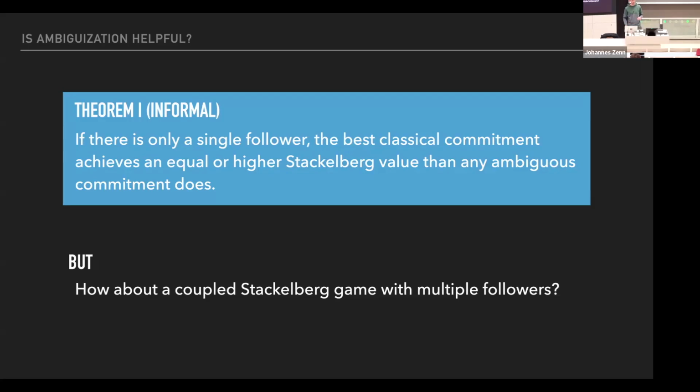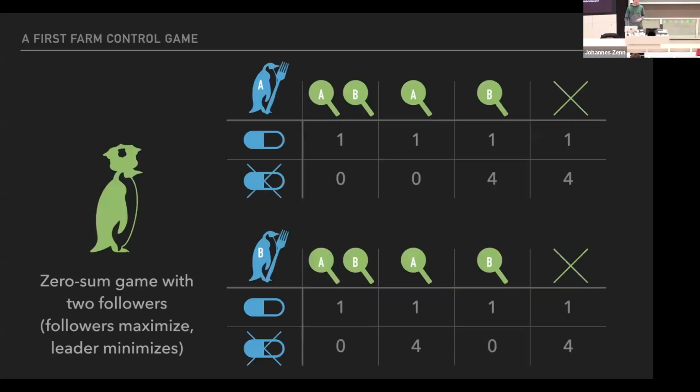But what about the same setup with multiple followers? And here it gets a bit interesting. I've brought you this simple example to illustrate what's happening. Let's imagine that the leader has the following actions. It can control farm A, it can control farm B, and it can control none of the farms. The farmers can give the drug or not give the drug to the chicken.